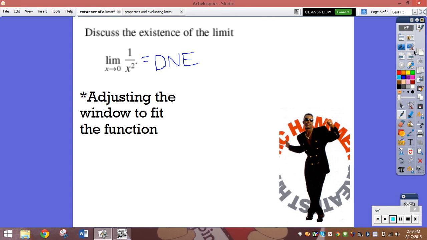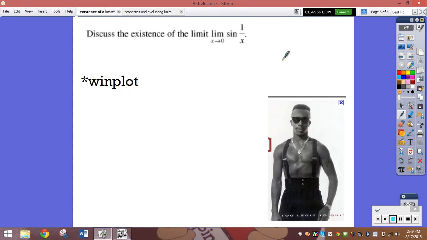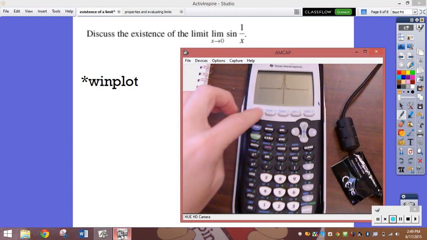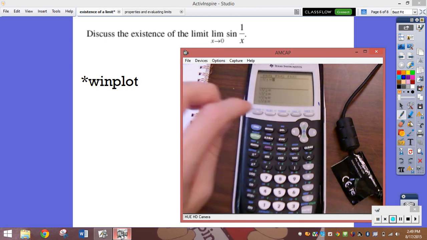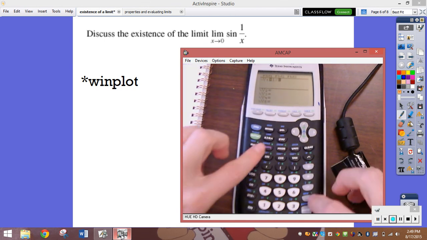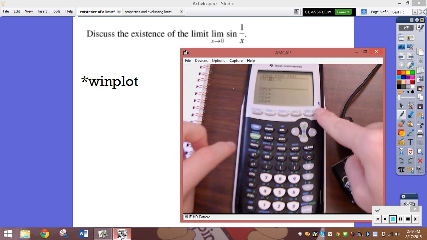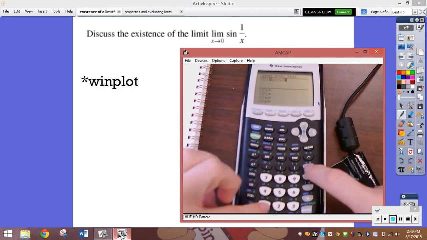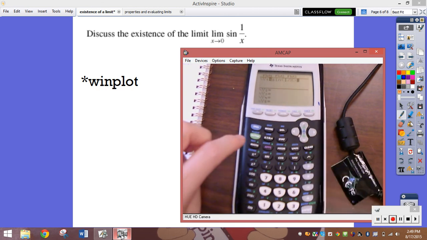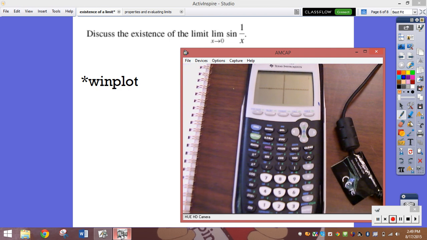And then our last case that we're going to look at here is discuss the existence of the limit as X approaches 0 of sine of 1 divided by X. If I use my calculator for this one, it would look like this. So 1 divided by X. Oops, I forgot the sine. So sine of 1 divided by X. Graph. I get something that looks like this.